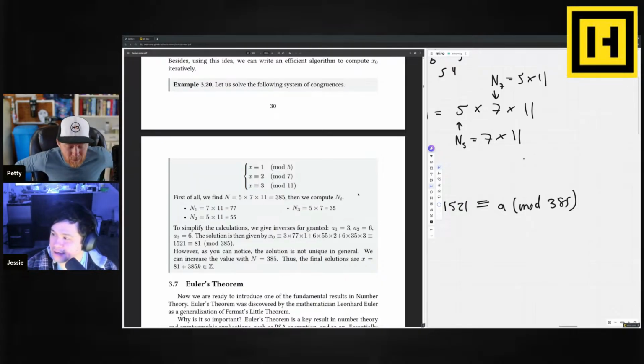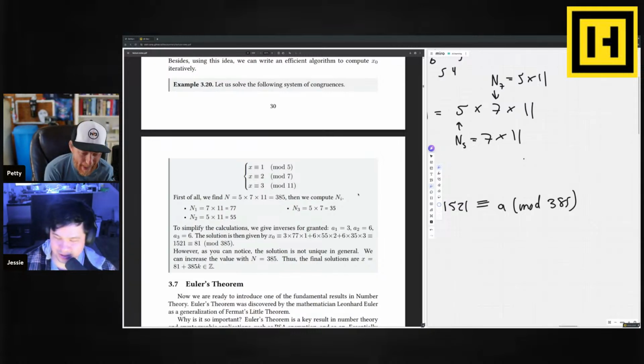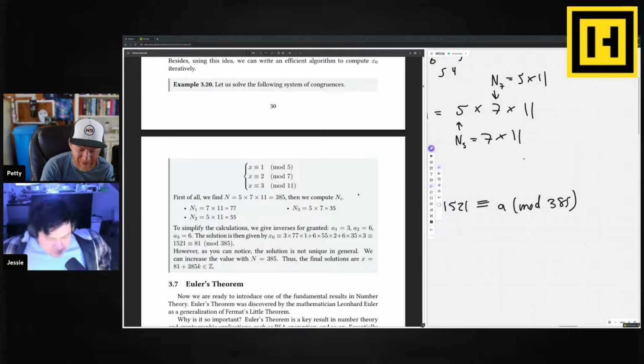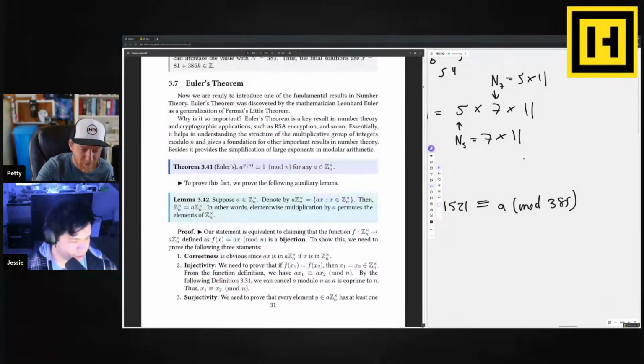Did we find a problem? Probably not. Like I said, the notation in this book is a little bit off. Yeah, this is why people don't like math. Let's just move on and get to the examples. All right, that's fine.